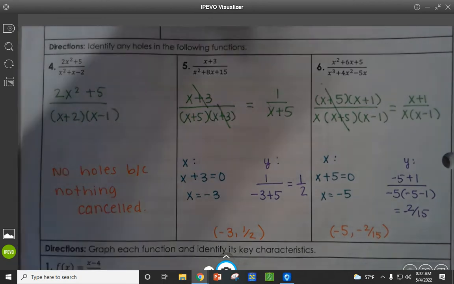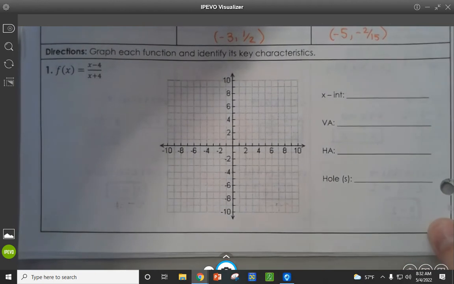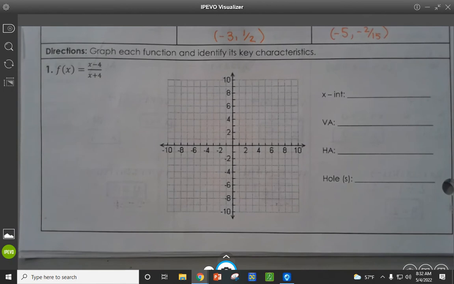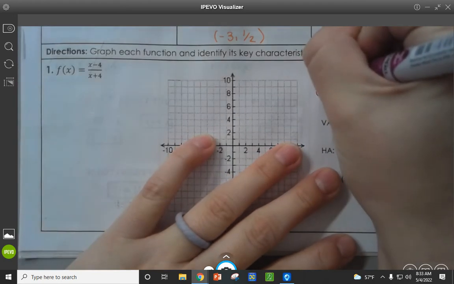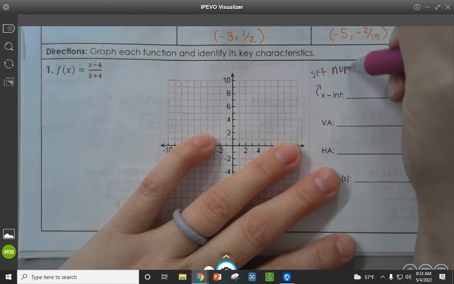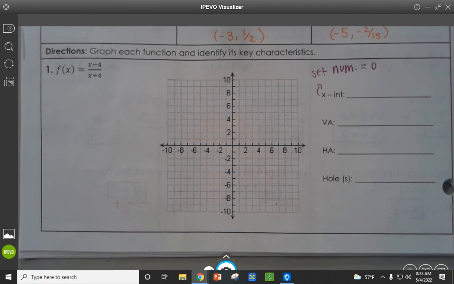So we're going to look at some graphs and just do several of these examples. One thing that we have not done, let's see, is X-intercepts. So for the X-intercepts, we set the numerator equal to 0. And that's how we find the X-intercepts.